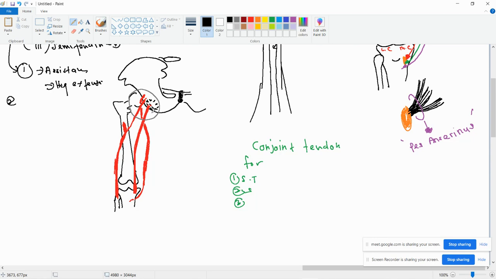Your hamstring crosses how many joints actually? This hamstring fiber crosses how many joints? How many joints does this muscle pass through before inserting into your tibia and fibula? Two. Pardon? One? Are you sure, one? Two.